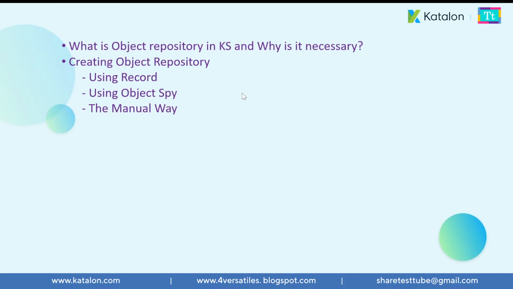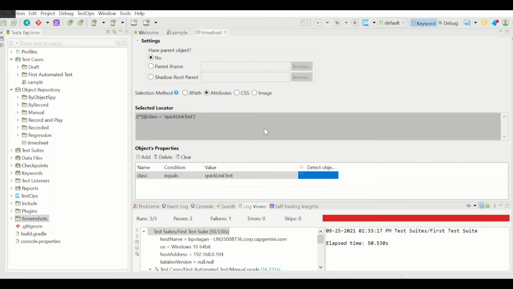Now let us go back, and the next point is image based object identification. This is a key feature in Katalon Studio that is most helpful in cases where none of the locators are helpful in identifying the object. So this feature is going to help you resolve the problem. Okay, now let us see that.